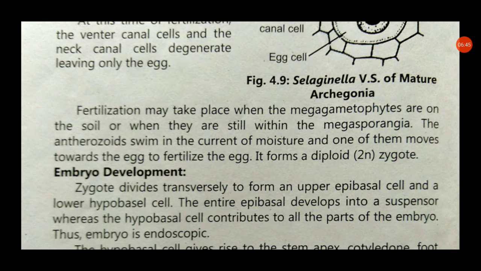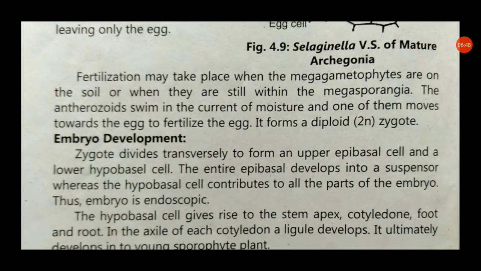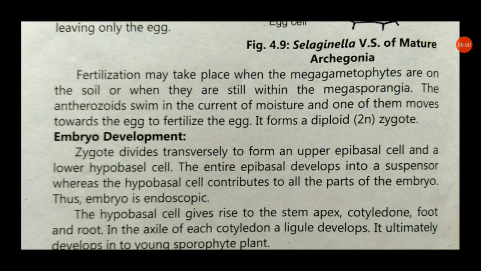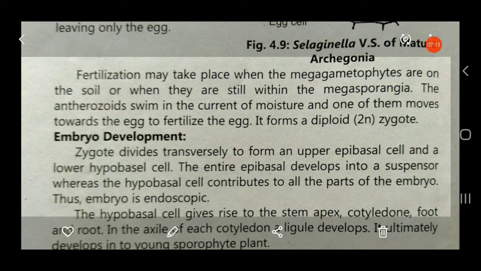Now the next important point is embryo development. How does embryo development take place? The male gamete is haploid, having half the number of chromosomes. The female gamete is also haploid, with half the number of chromosomes. When these n gametes fuse, they form the zygote. This zygote is diploid, having two n's, which means it is diploid in nature.